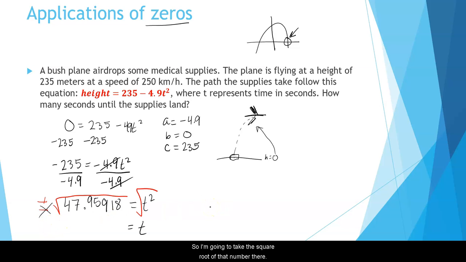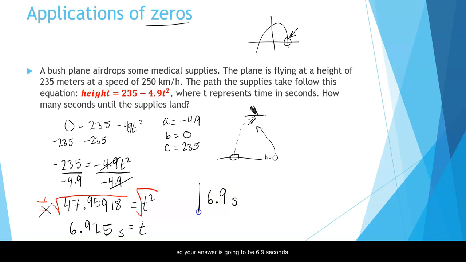So I'm going to take the square root of that number there, and I've gotten t equals 6.925, and the numbers keep on going. And this is in seconds. I didn't mention anything about significant figures, but I think it's safe to probably round to just 2 significant figures in this case. So our answer is going to be 6.9 seconds.